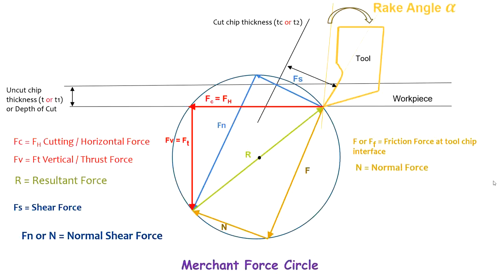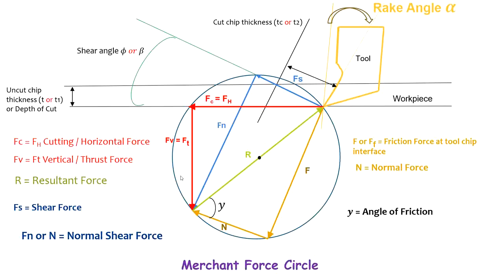After getting these lines, next we are going to extend the shear force line, which will make an angle that is nothing but the shear angle. This shear angle is represented by the letter phi or beta. Another important angle, the angle of friction, is generated here, and this angle of friction is also important to us. In this way, we are going to draw the Merchant force circle.